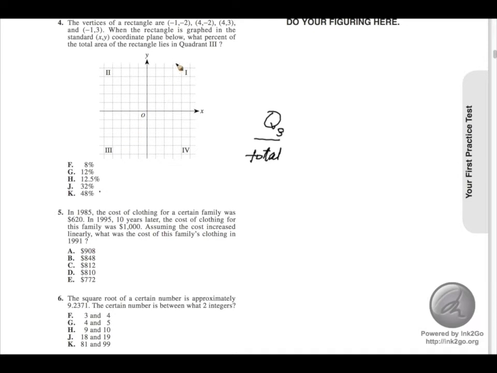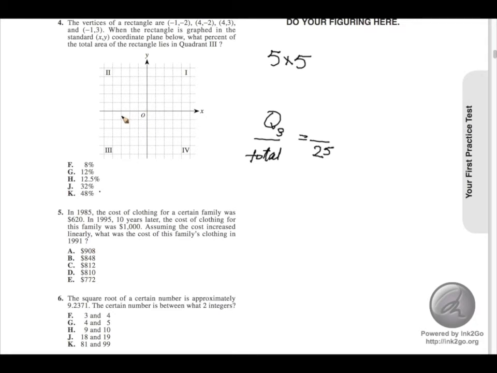But what would be a lot quicker is if we found the total area by looking at the coordinates and finding the dimensions. So 4 minus negative 1 gives us a dimension of 5, and then negative 2 and 3, the difference between that is also 5, so our rectangle is actually a square with the dimensions of 5 by 5, which means that the total area is 25. Now all we need to do is find out how much of that rectangle lies in quadrant 3.